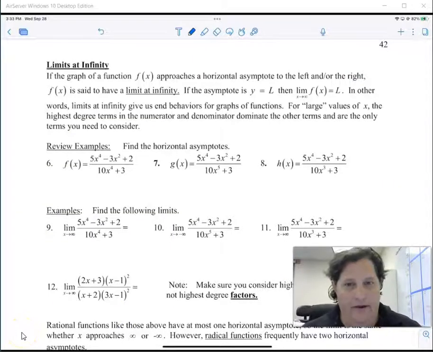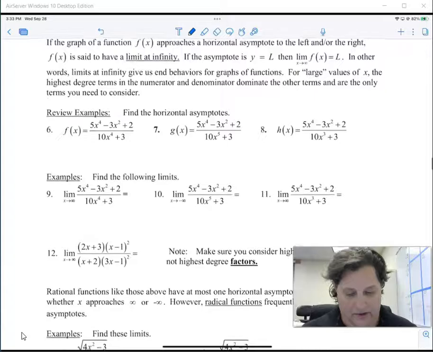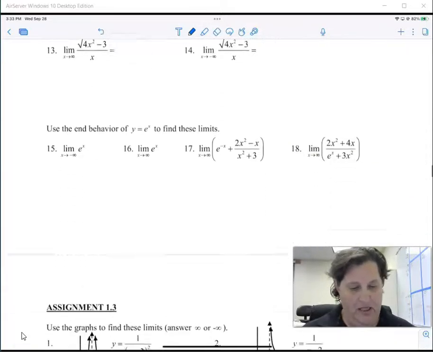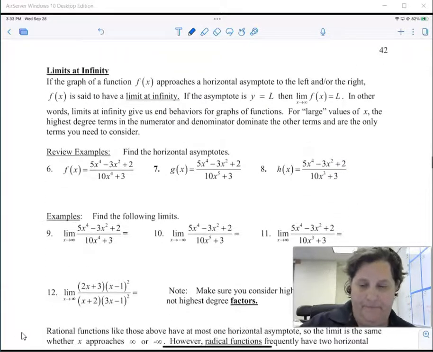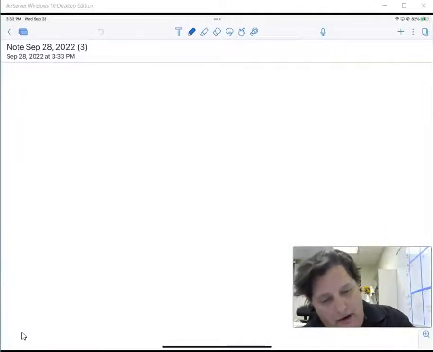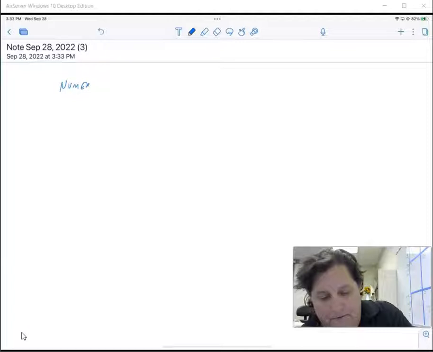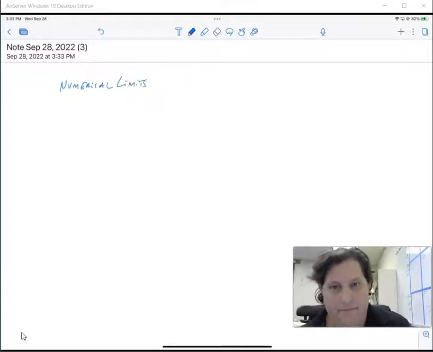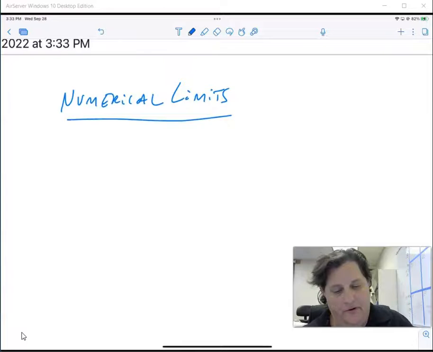All right, you guys. Now, we are going to talk about limits to infinity. This might start off by being a little confusing, but I'm going to try to make this as clear as possible. Are you ready? We have numerical limits. Okay, and this will just be a little bit of a review for you.